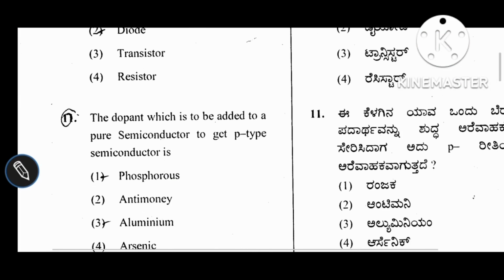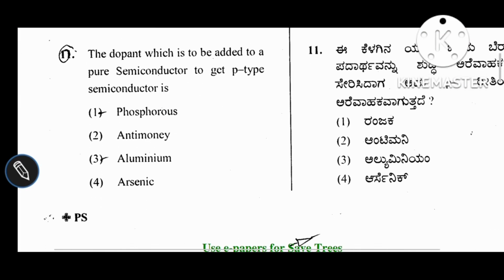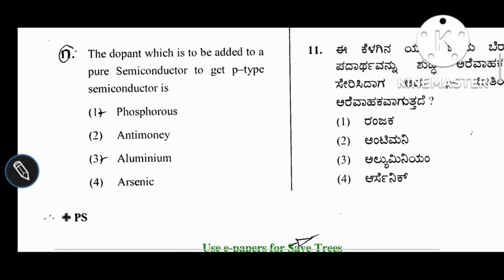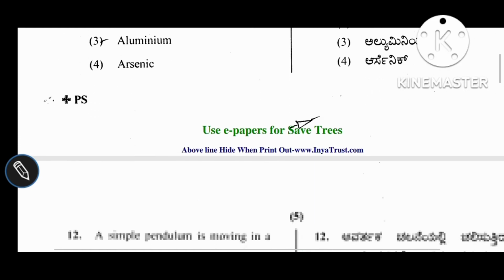Right. For the 11th one, the dopant which is to be added to a pure semiconductor to get a p-type semiconductor. To get the p-type semiconductor, out of these four, we have to add aluminium. That is, the third one is the correct option. This is also taken from the second PUC semiconductors chapter.